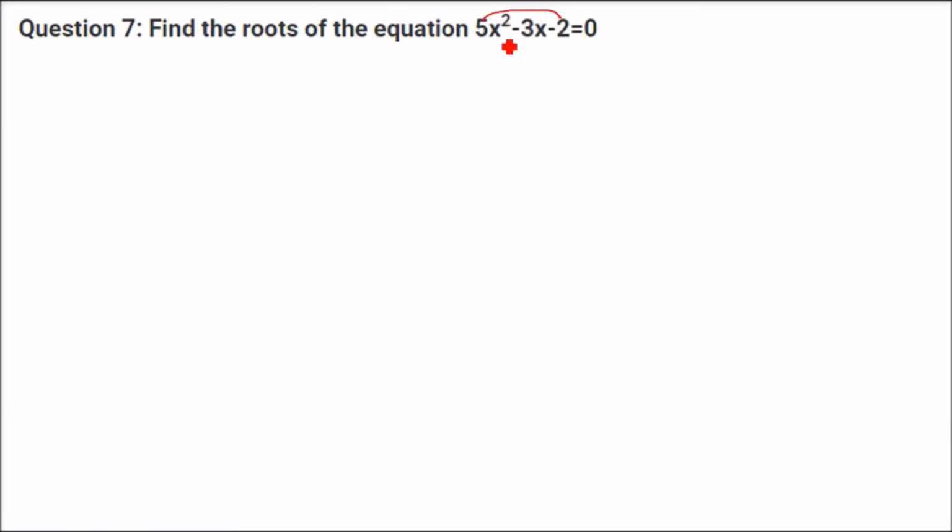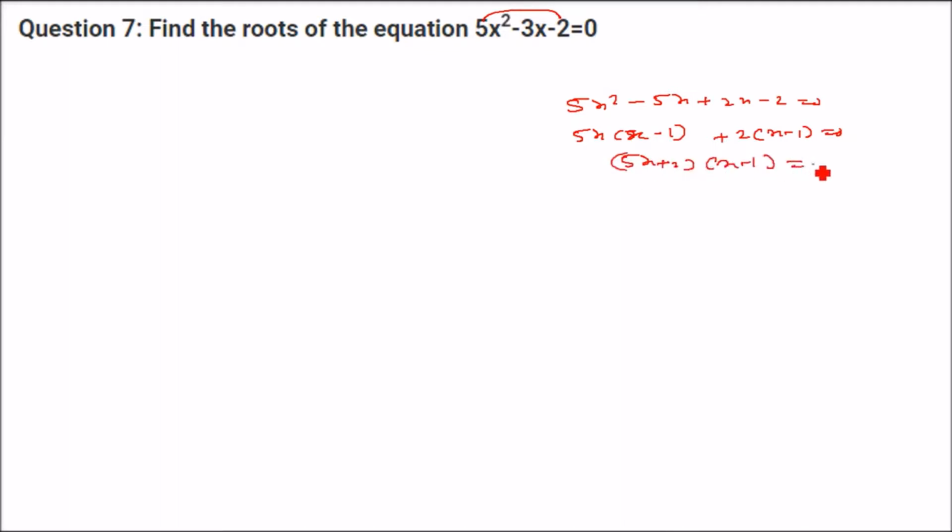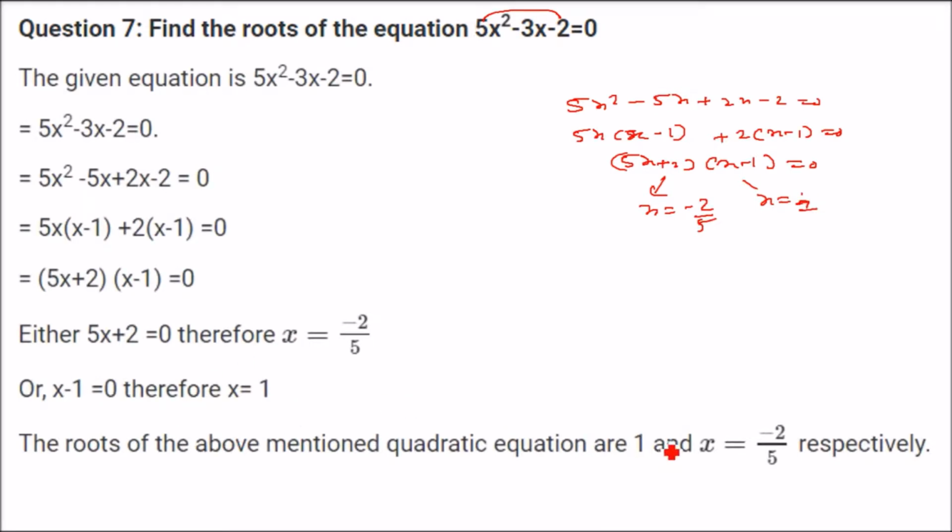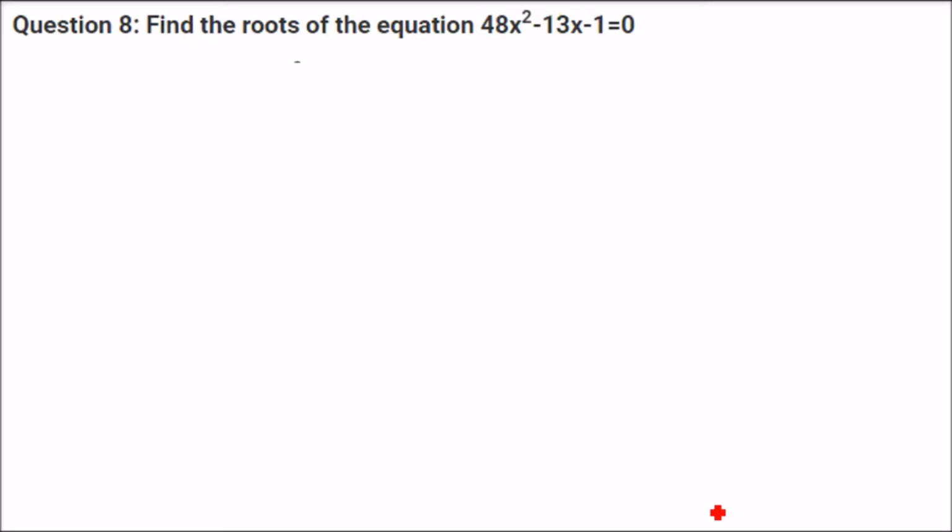Find the roots of this quadratic equation. See, 5 into 2 is 10. Again 5 and 2 can give you minus 3x. So 5x square minus 5x plus 2x minus 2 equal to 0. Take 5x common, you get x minus 1. Take 2 common, x minus 1 equal to 0. So 5x plus 2 and x minus 1 are the factors. This gives you x equal to minus 2 by 5. This gives you x equal to 1. So these are the two roots of this quadratic equation.